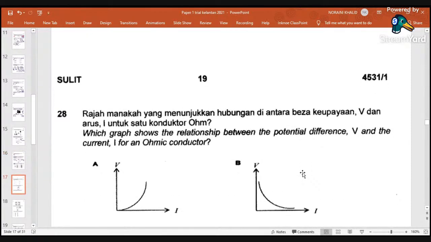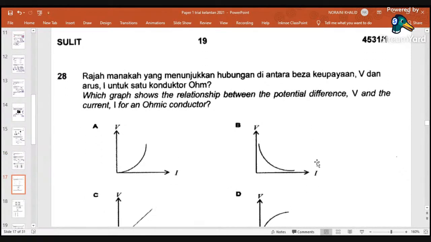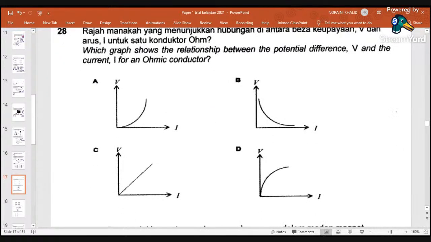Number 28. Which graph shows the relationship between potential difference and current of an ohmic conductor? An ohmic conductor obeys Ohm's law, V directly proportional to I.